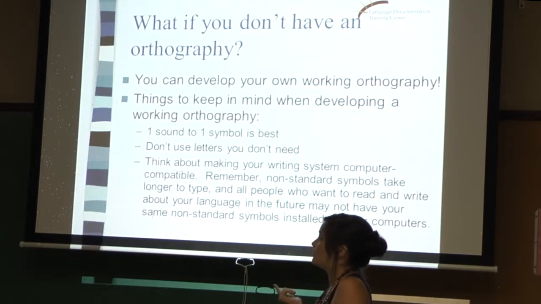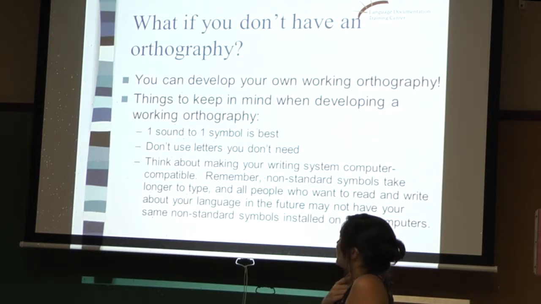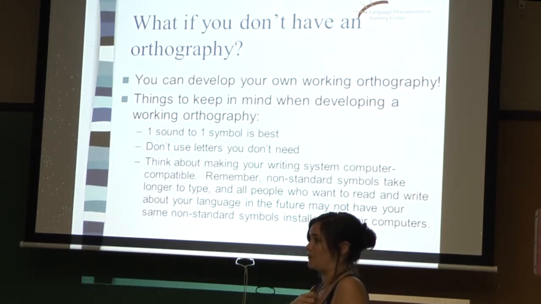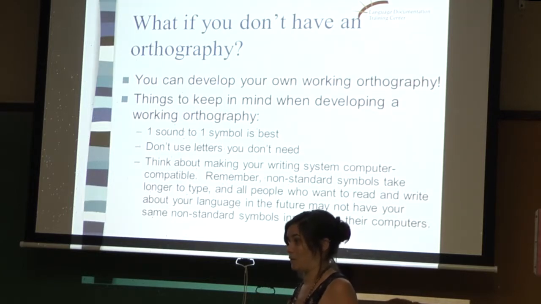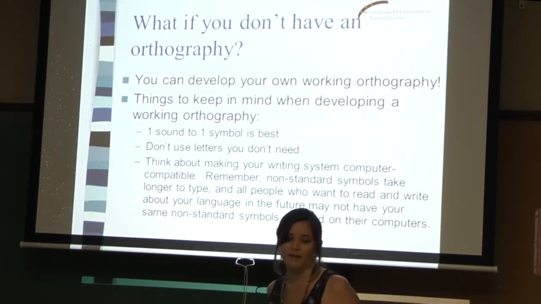Remember, one sound to one symbol is the easiest when you start out with a working orthography. Don't use extra letters. Don't be like English where we have to have a K with our C if we really do mean ka. We have to have an E after our S if we mean za. One symbol per sound. Don't use extra letters if you don't need to. And also computer compatibility. It's just easier to type standard symbols that are on your keyboard than having to find something else and copy and paste it or figure out how to hotkey and all that.